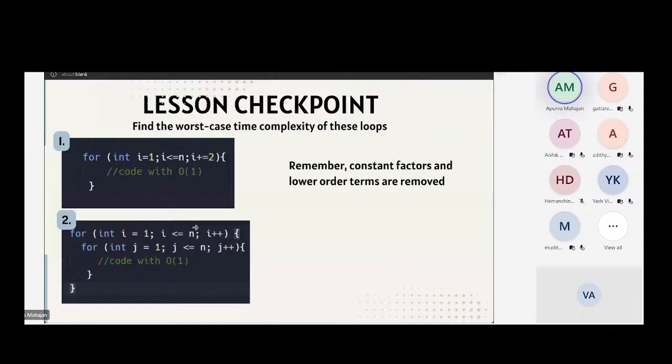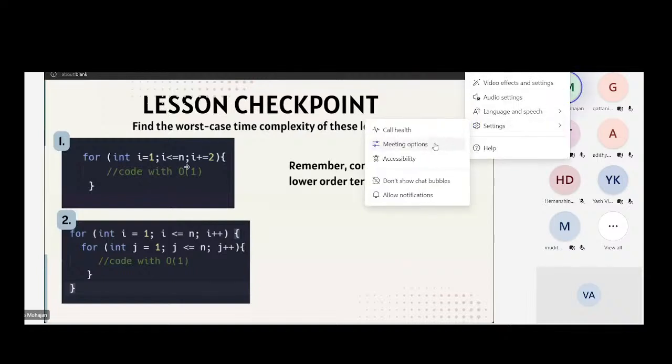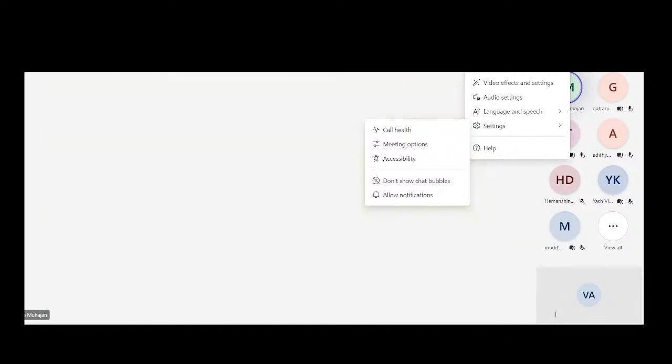So the rule that we learned till now is that we have to neglect the constant multipliers and lower order terms in the expression f of n that comes with the big O notation. I'll see if there are any doubts.